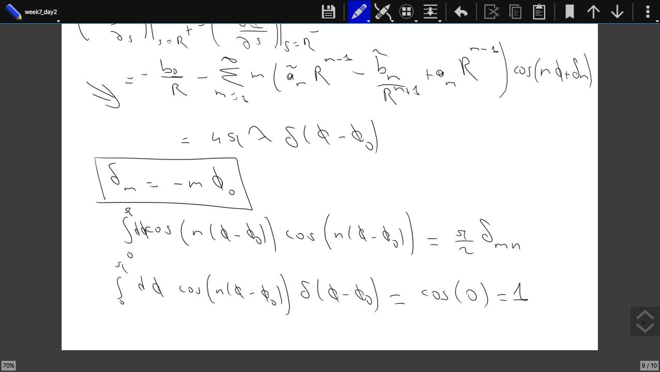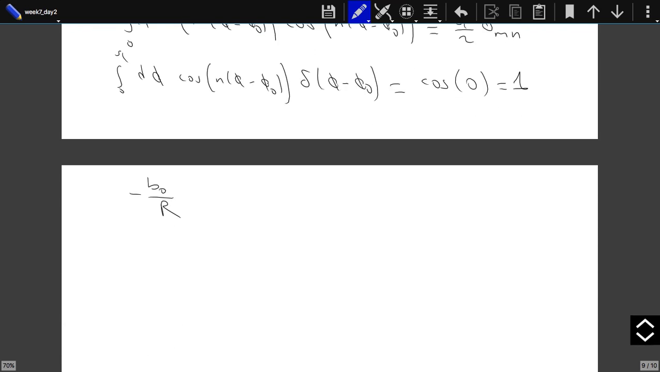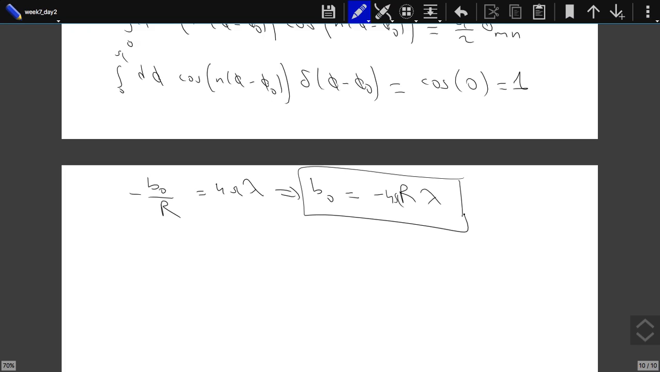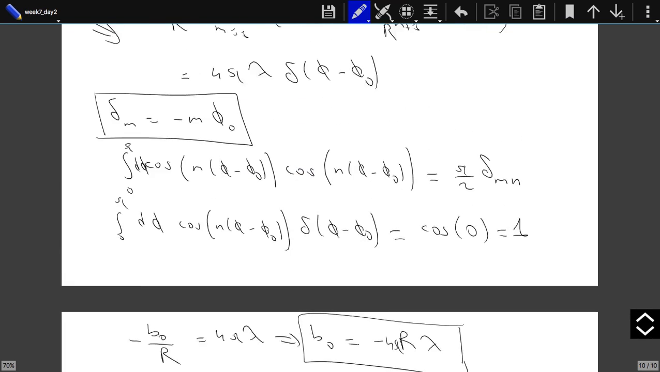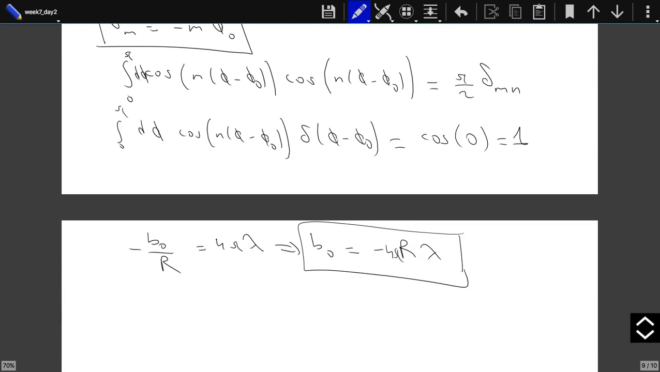So we would have 4 pi lambda. B0 is equal to minus r times 4 pi r lambda. So we already know B0. Really? Well, that is cosine 0. Cosine 0 is 1.